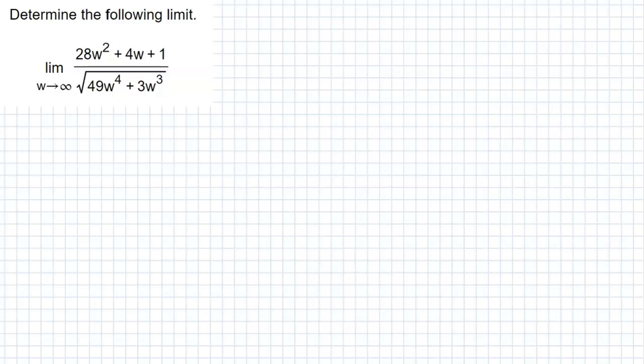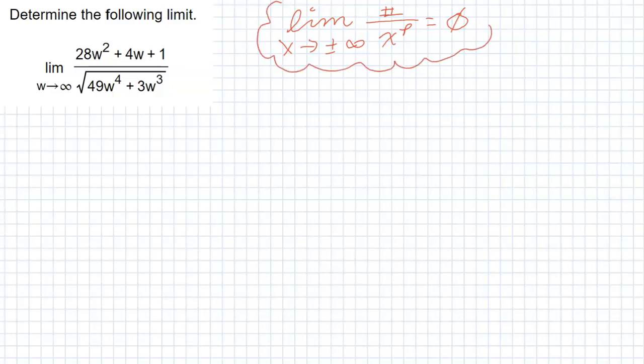We are dealing with limit at infinity in this problem, and it has to do with the square root. From earlier, we have said that the limit as x goes to positive or negative infinity of some constant divided by x to some power is going to go to 0. Okay, so we are going to rely on that fact.